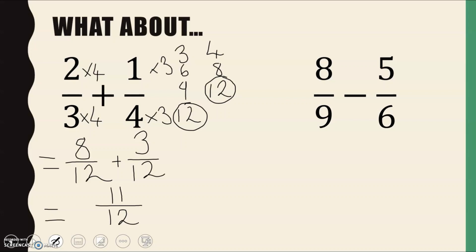8 ninths take away 5 sixths. I can't turn 6 into 9, so what I'm going to have to do is think on my 6 and my 9 times table. So my 6 times table then, I've got 6, 12, 18.